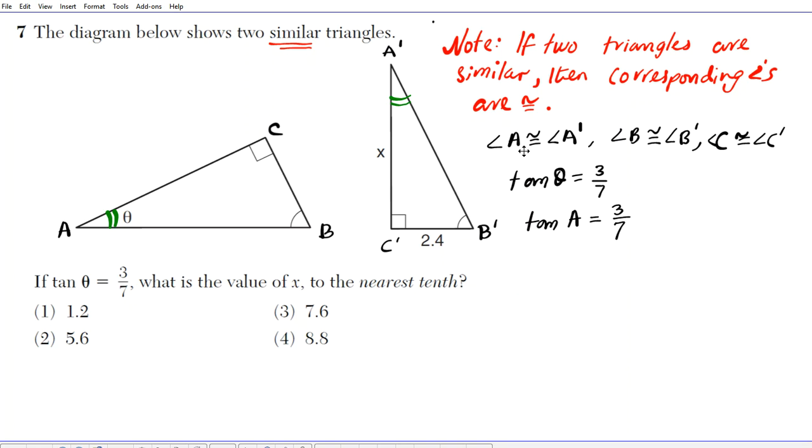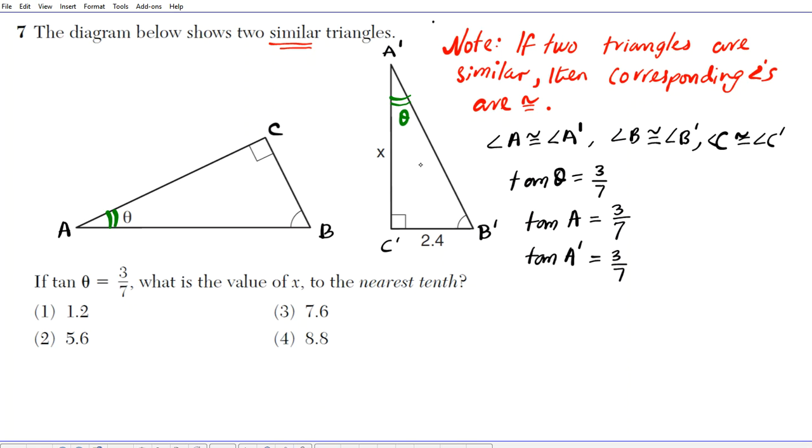Since angle A and angle A prime are congruent, it follows that tan A prime is exactly 3/7, because these two angles are corresponding, and since these triangles are similar, they're congruent. So A prime is also theta. So we have that taken care of. Now let's go ahead and look for x.